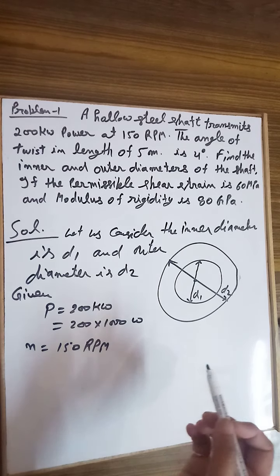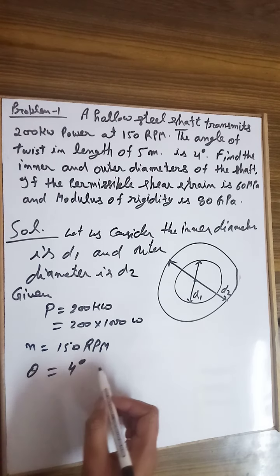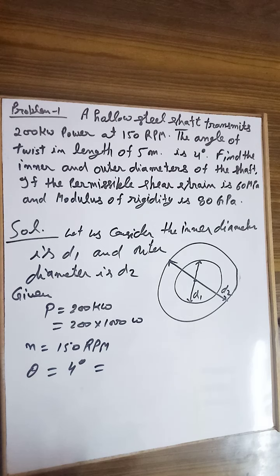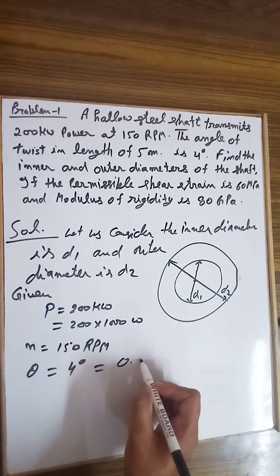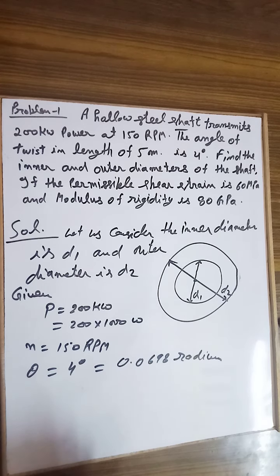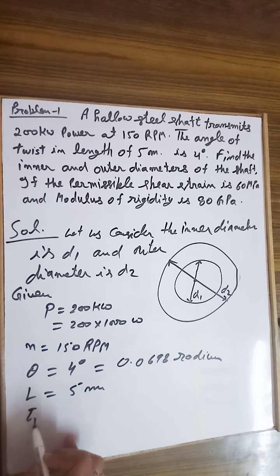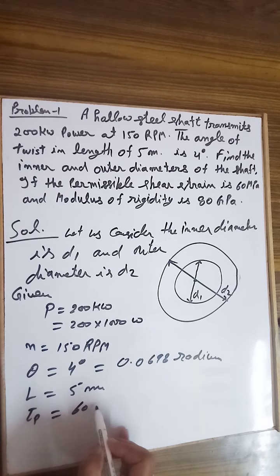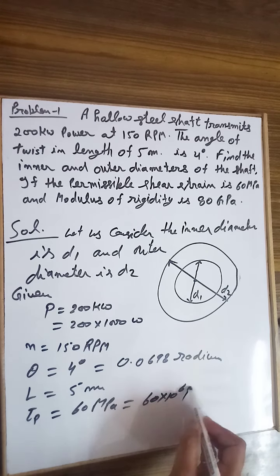Okay, so now the angle of twist is given here, theta, that is 4 degree. If we convert this into radian, you know about the conversion of radian and degree, 180 degree equals pi radian, so we will convert it. I'm just putting the value directly. I've solved these values, so it's 0.0698 radian. Okay, the length L is given 5 meter, and the permissible stress is given 60 megapascal. We can say it's 60 into 10 to the power 6 pascal.